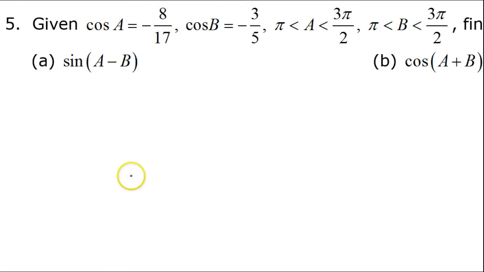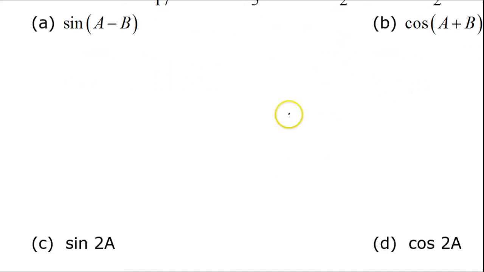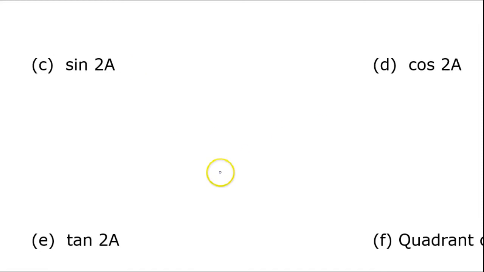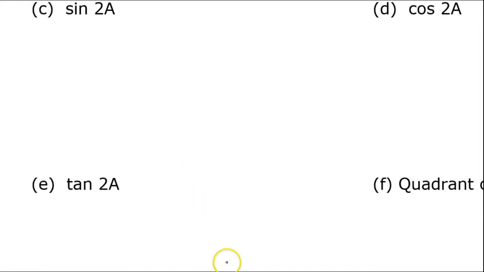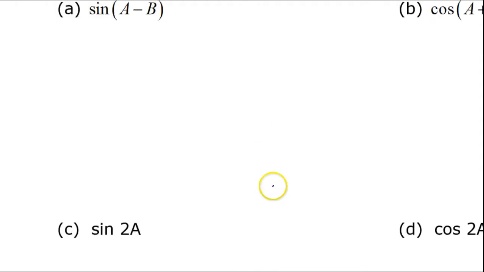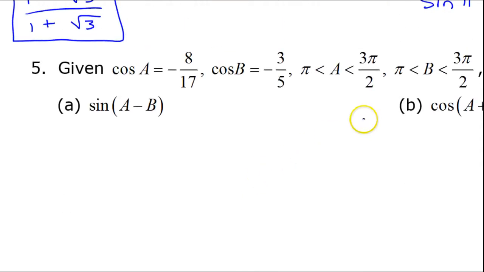In this video, I will show you how to evaluate expressions like the sine of a minus b, cosine of a plus b, sine of 2a, tangent of 2a, and even how to find the quadrant of 2a, given a little bit of information. Basically, given the quadrant of a and the quadrant of b, which is what this really is, and one trig value.